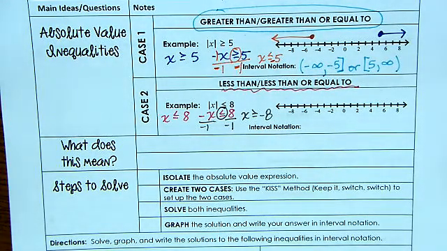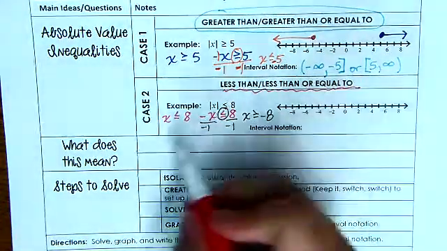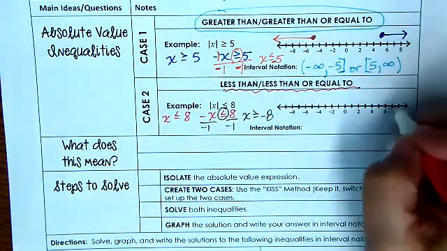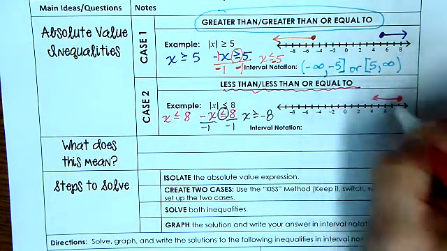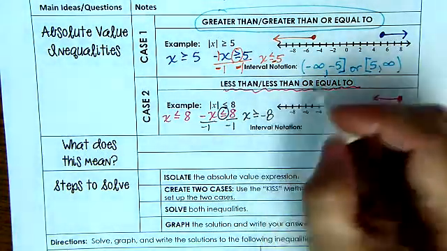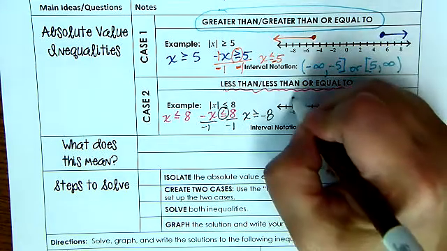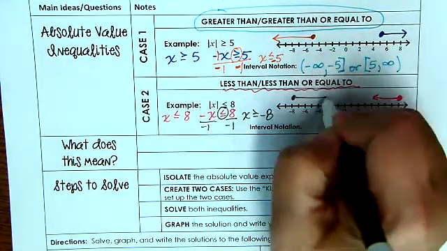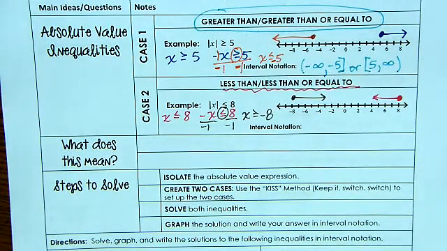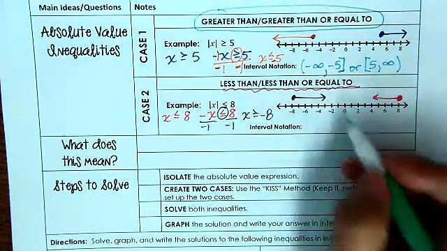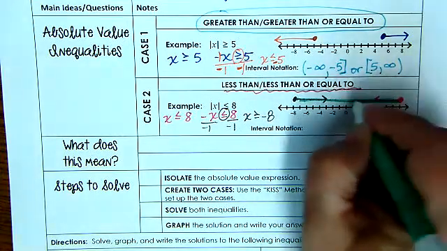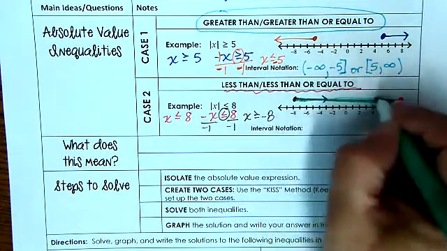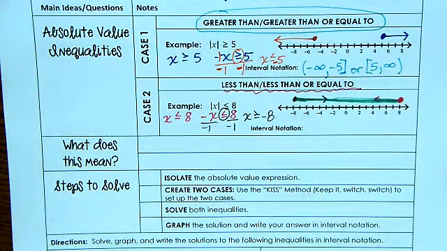And now I graph each one. Okay, so I've got x is less than or equal to 8. So I'm going to go and find 8. It's less than or equal to, so it's a filled in dot and it's going in this direction. Okay, then I've got x is greater than or equal to -8. So I've got a filled in dot going in this direction. Well, wait a minute, they're going together. That means it is everything that's in between the two dots.